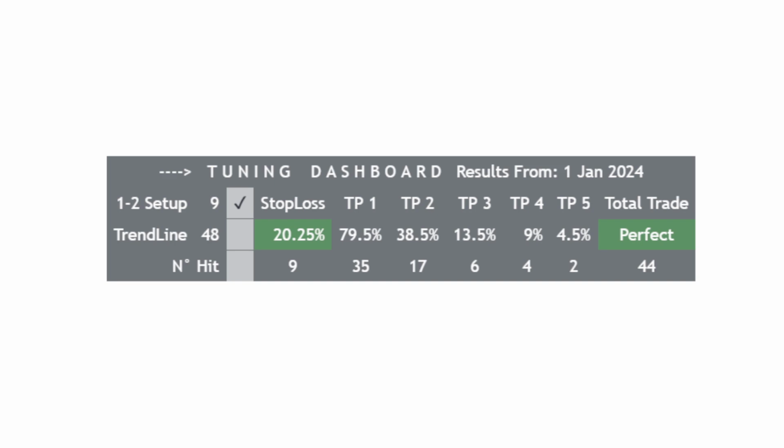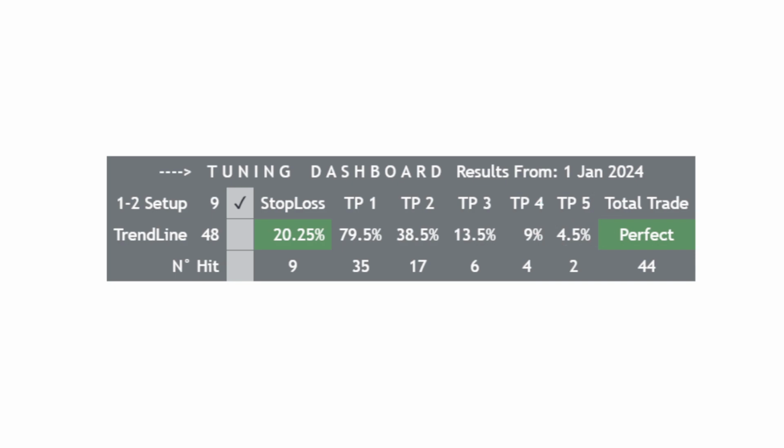Here is the breakdown for the take profit target. So take profit target 2 was reached 40% of the times. Take profit target 3 was reached 13.5% of the times. Take profit target 4, 9% of the times. And take profit target 5 was reached 4.5% of the times.